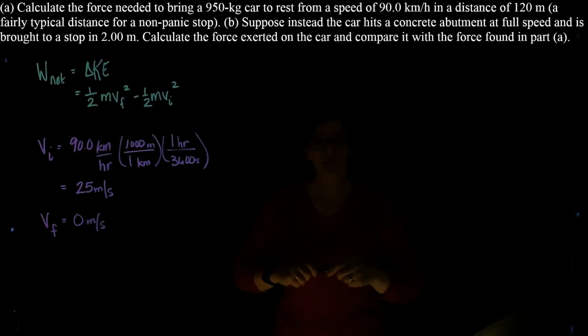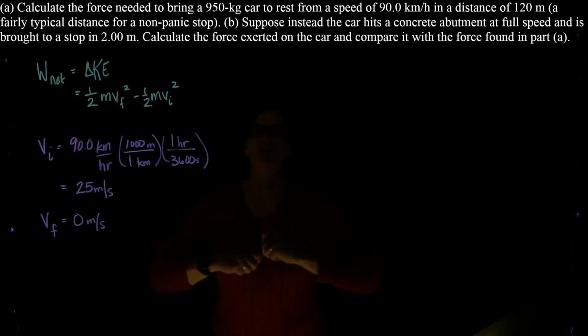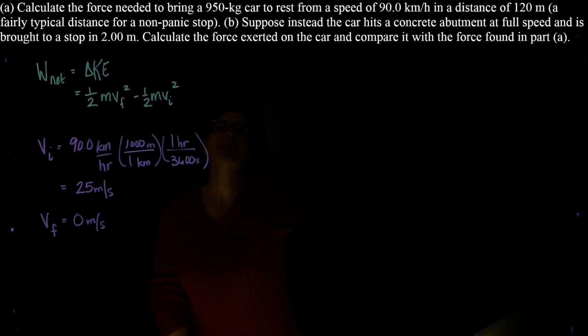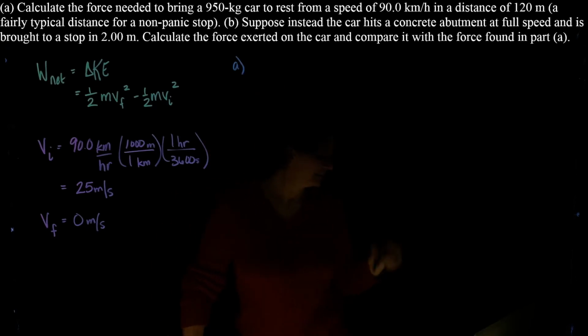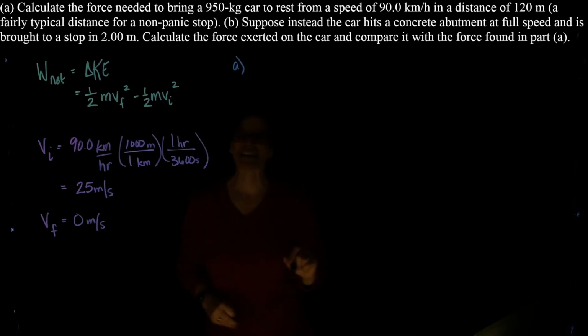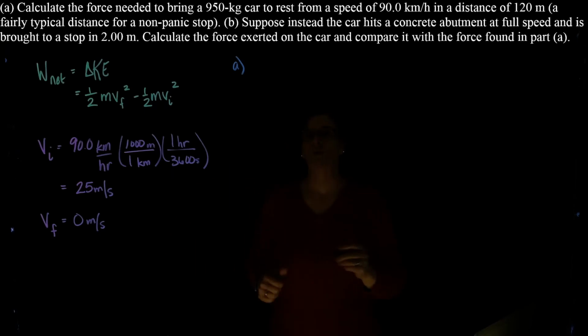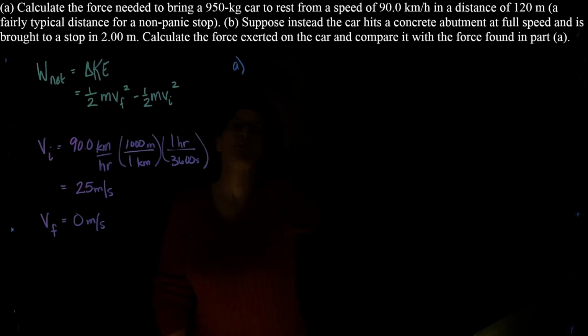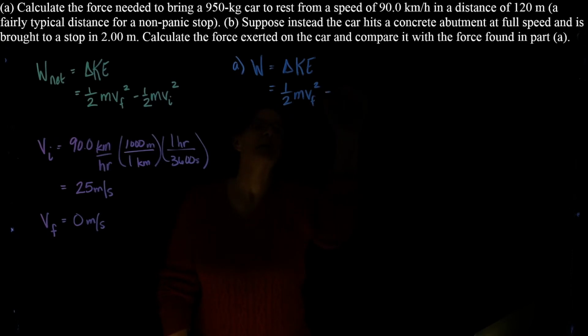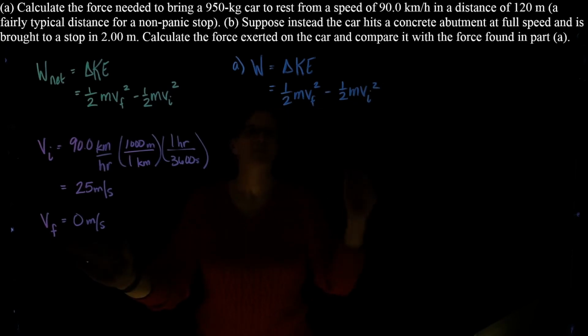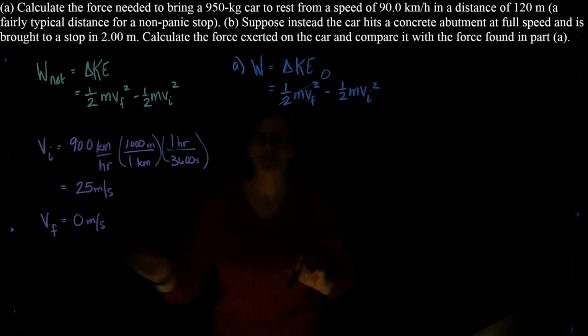All right. So let's look at these two situations. Situation number 1 is we are stopping that car in 120 meters, and we're interested in the force exerted by that. So we can determine the work done to stop the car is equal to the change in the kinetic energy. So the work done is equal to 1/2 m times v final squared, the speed final, minus 1/2 m v initial squared.